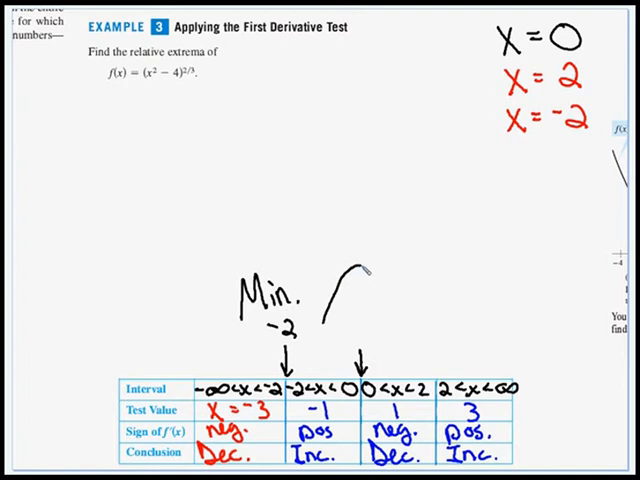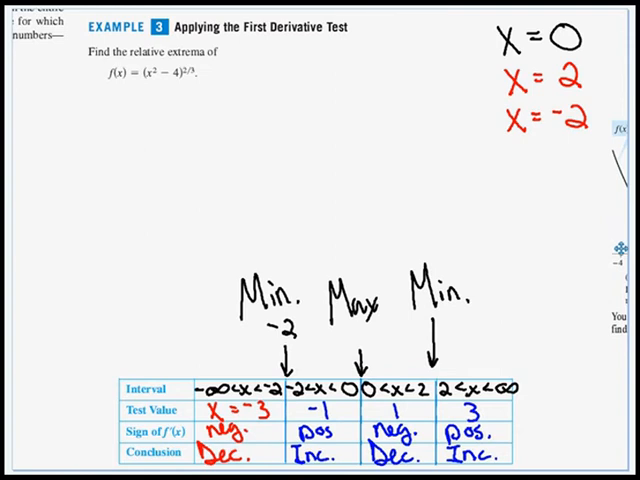On the right side, we went to negative, and that tells us we were at the top of a hill, or that this was a max value. And our last critical number was at positive 2. On the left, we have a negative derivative. On the right is a positive derivative. So we know, again, we're at the bottom of a valley, and this positive 2 valley is a minimum.